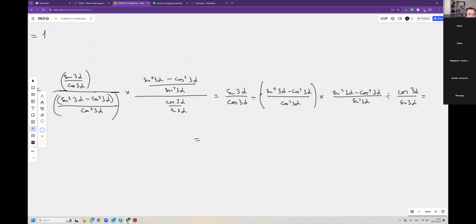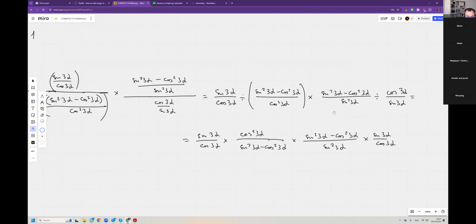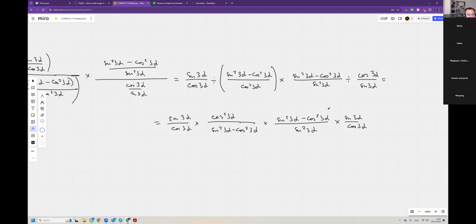Now I replace the division sign with the multiplication sign by flipping the fraction. Cos 3 alpha times cos squared 3 alpha divided by sine squared 3 alpha minus cos squared 3 alpha times sine squared 3 alpha cos squared 3 alpha over sine squared 3 alpha times sine 3 alpha over cos 3 alpha. Okay. It might seem very difficult, but actually we've finished.